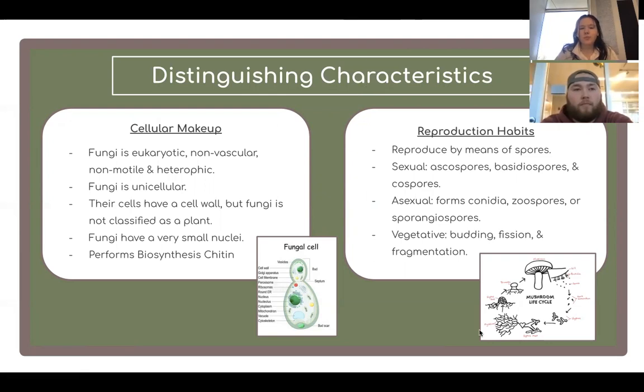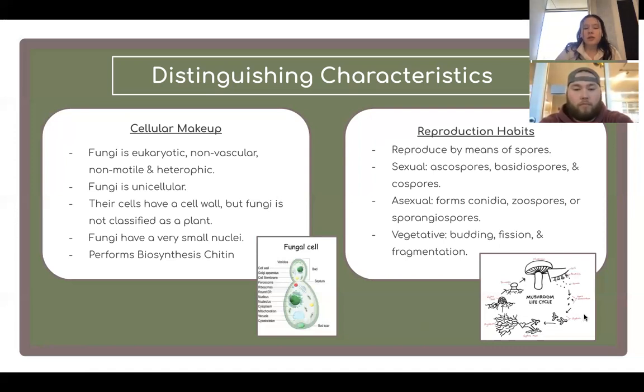Spores are reproductive cells that act similarly to seeds in plant reproduction. They reproduce in 3 different ways, depending on the species. Sexually with ascospores, basidiospores, and zygospores. Asexually with conidia, zoospores, and sporangiospores. And then vegetative reproduction through budding, fission, and fragmentation.